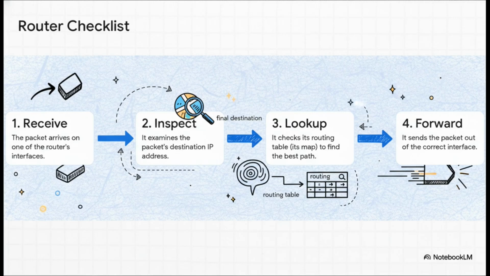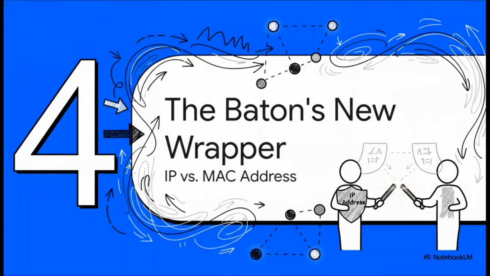1. The packet arrives. 2. The router peeks inside and looks at the final destination address. 3. It does a quick search in its internal map, which is called a routing table, to figure out the very next step on the journey. And 4. It shoves the packet out of the correct arm towards that next stop. Receive, inspect, look up, forward. And this all happens in microseconds. It's incredible.